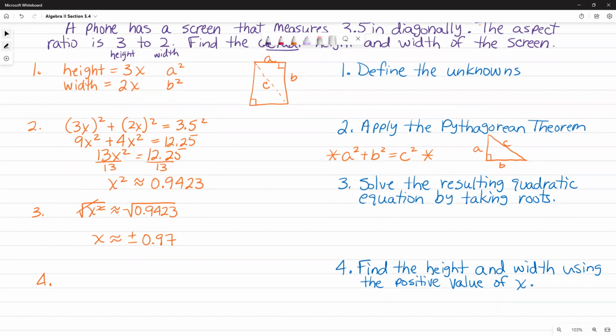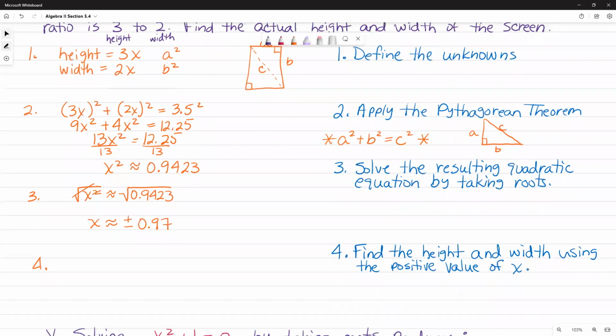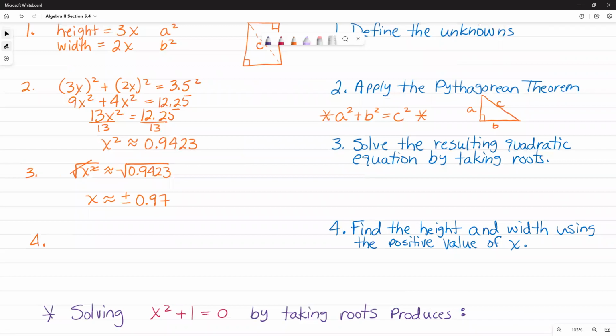Okay, so now we want to find the height and the width using the positive value of x. Obviously, with most applied problems, you're only going to use the positive version of your solution, even though it is plus or minus, because we are talking about length, or a distance. And that distance, think of it in absolute value terms. It's a measurable distance, with a ratio of 3 inches to 2 inches. So we can't have a negative size of a physical cell phone.